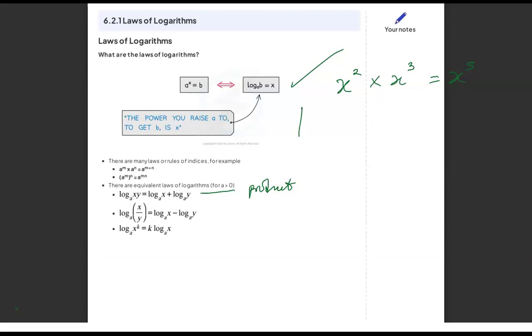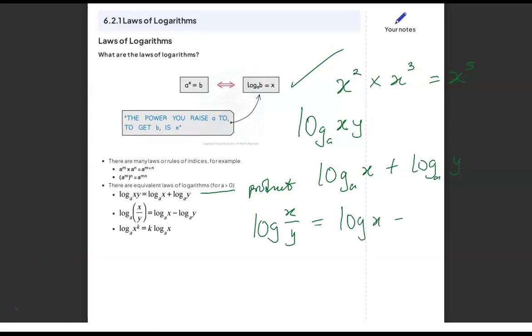So if you have log a of xy, because there's multiplication between x and y, we write it as log a x plus log a y. You can change that multiplication between x and y to addition. The same thing is applicable to division too. Division will turn to subtraction. So log of x over y will be equal to log x minus log y.